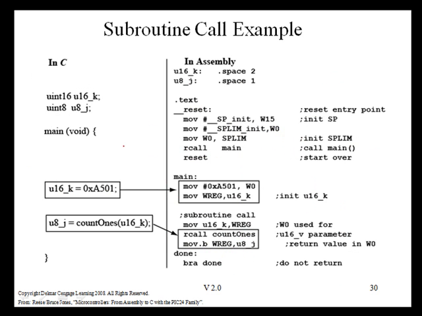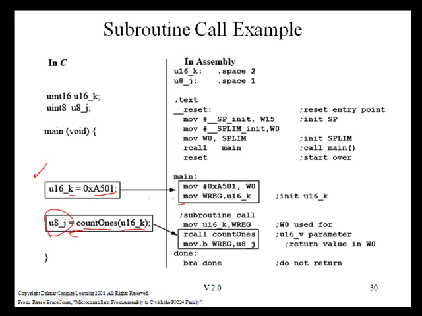Now that we've written PIC24 code to implement our C function, let's write code that's going to call it. Here in the C code, we're going to initialize the 16-bit variable k to this constant. We're going to pass that to the count1 subroutine, and we're going to assign its return value to this 8-bit variable j. Let's implement this code.